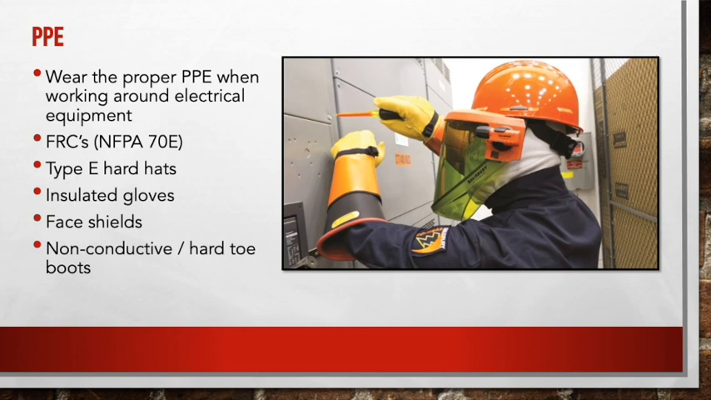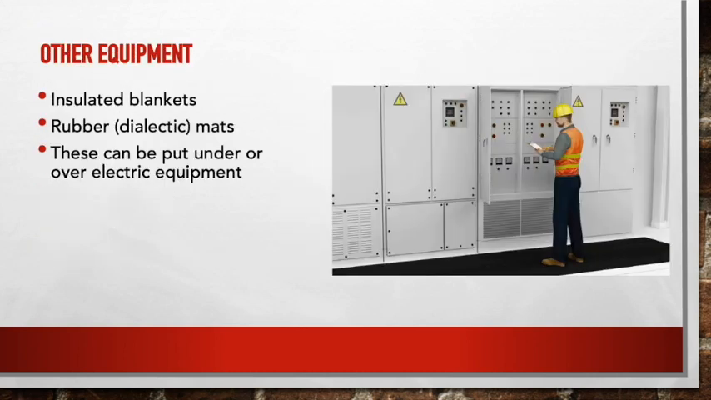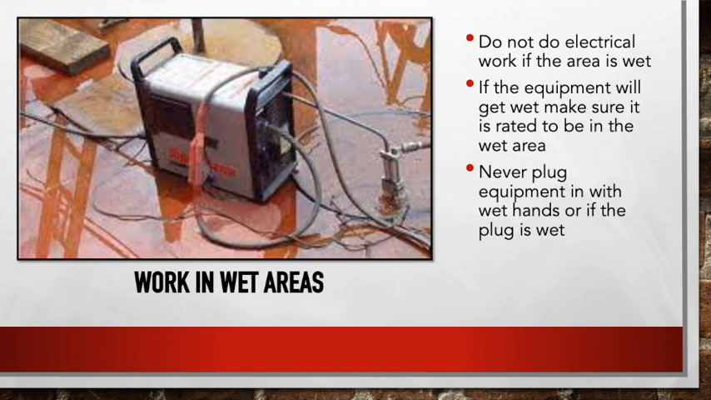Insulated gloves are also a necessity. A lot of times face shields and non-conductive hard toe boots, so not steel toe, for example. Other equipment includes insulated blankets, rubber or dielectric mats, and they can be under equipment, under where workers are working. Even with hydrovacs, these are recommended, as you can use a hydrovac truck to expose electrical systems. But touching a metal hose, spraying an electrical unit, standing on the ground, you can become part of that circuit and be shocked or electrocuted. So using a mat prevents that connection from happening.